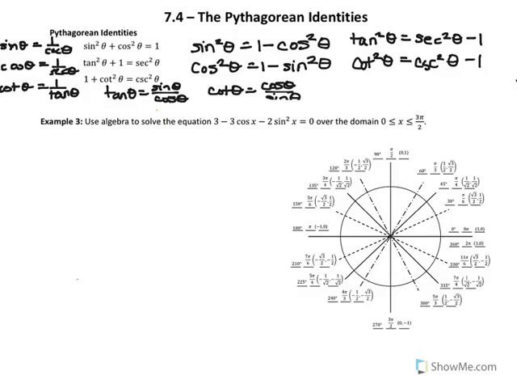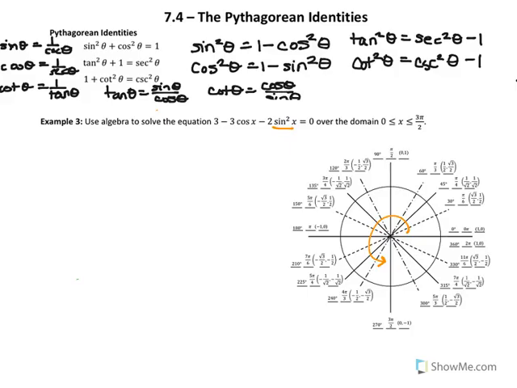Okay, last example is we're going to use algebra to solve 3 minus 3 cos theta minus 2 sine squared theta equals 0 over the domain of 0 to 3 pi over 2. So that's from here to here. Okay, so what can we do here? So first of all, I've got a sine here, and I really don't feel like I should be using a sine when the other ones are cosines.